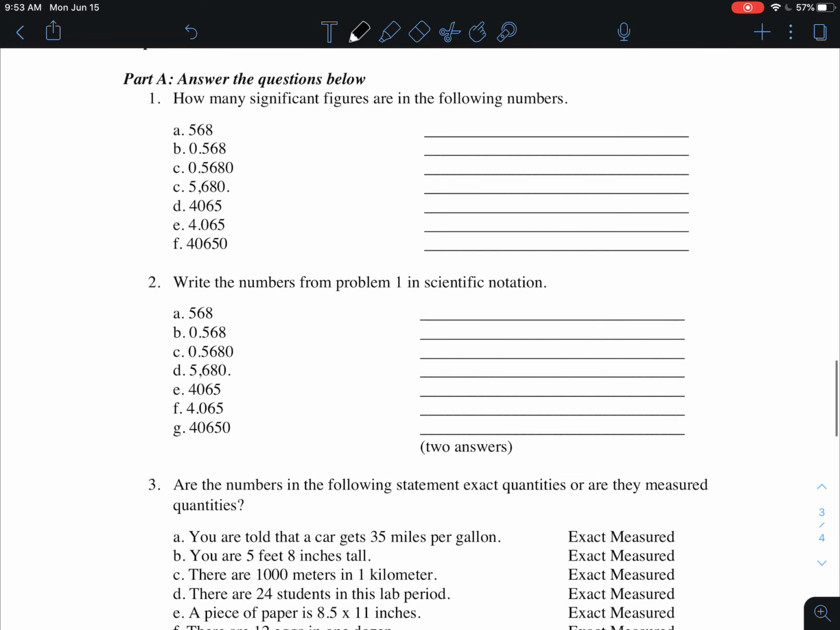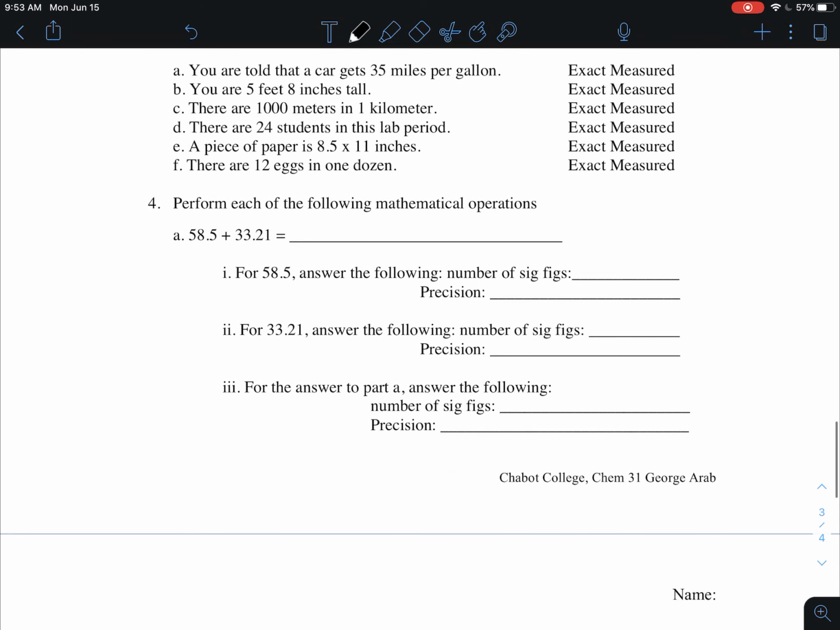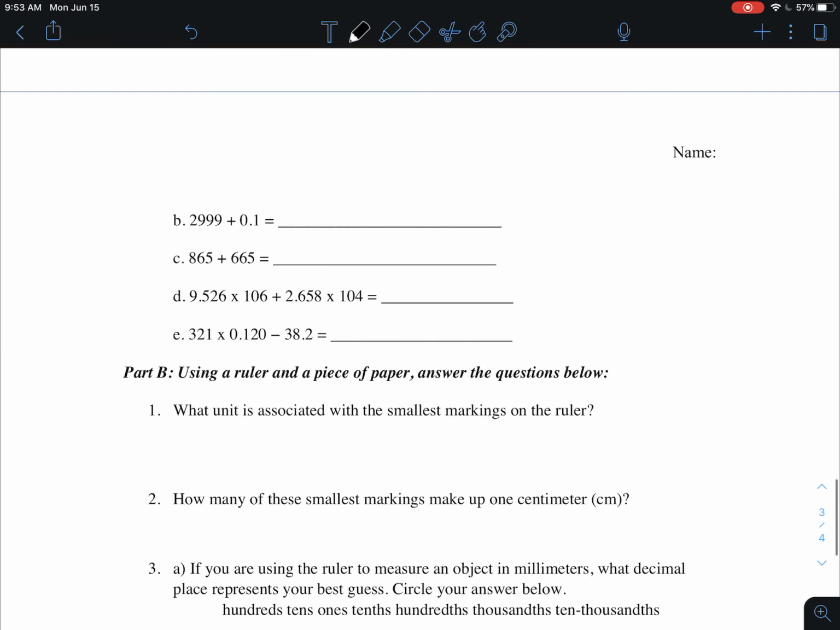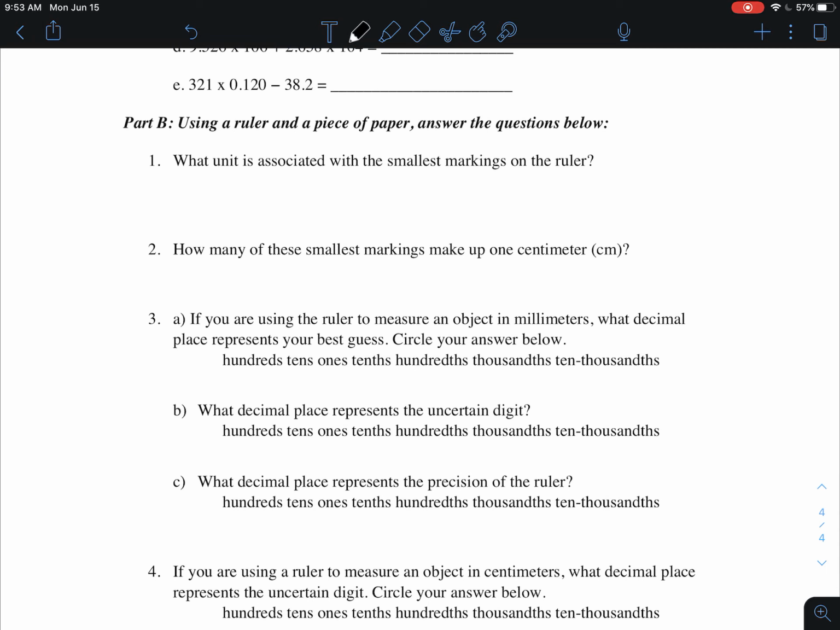So here's your report sheet. You just answer the questions below. So how many significant figures are in the following? Write the numbers from problem 1 in scientific notation. So you answer all of these questions. You perform each mathematical operation and answer the questions that come below it.